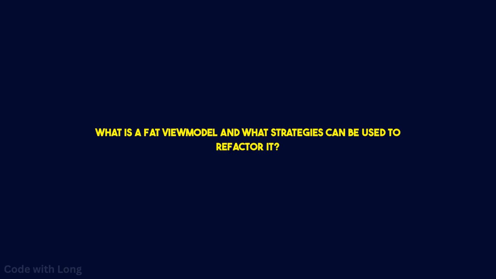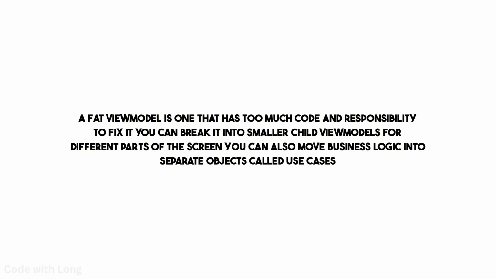The view controller then configures each table view cell using the corresponding cell view model from the array. This keeps cell-level logic separate. What is a fat view model, and what strategies can be used to refactor it? A fat view model is one that has too much code and responsibility. To fix it, you can break it into smaller, child view models for different parts of the screen. You can also move business logic into separate objects called use cases.